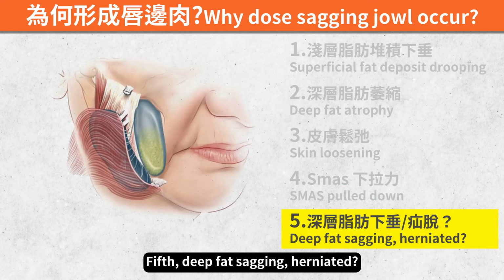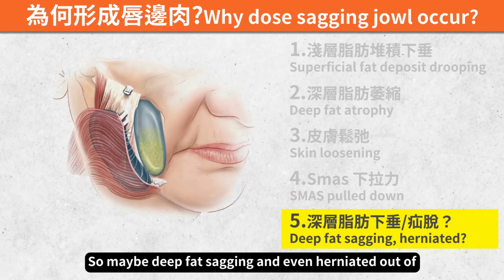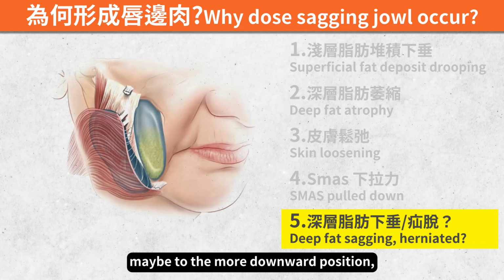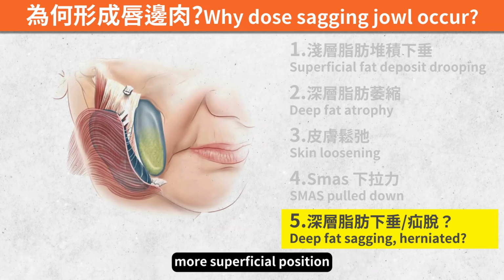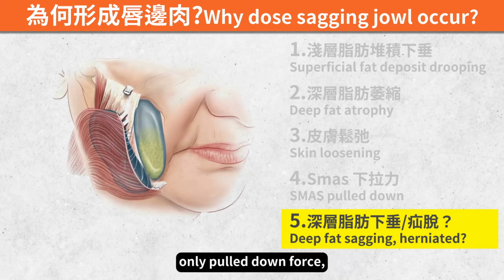Fifth, deep fat sagging and herniation, because here there is only a depressor and no elevator. So the deep fat may sag and even herniate out to a more downward position, because here there is only a pull-down force and no lift force.